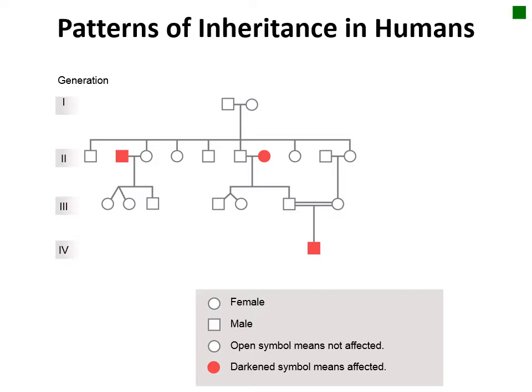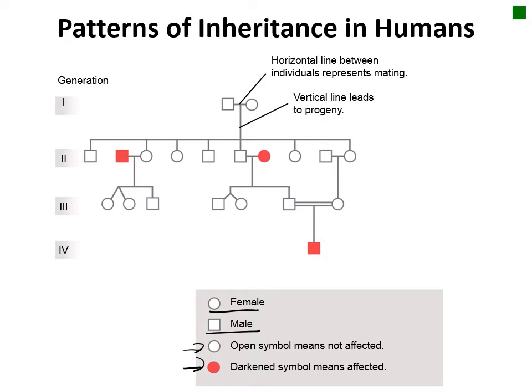When you examine a human pedigree, the symbols have specific meanings. All the circles are females and all the squares are males. An open symbol means that the person does not have the trait you are studying, while a filled-in symbol means that they do. Horizontal lines between the shapes represent matings, while vertical lines lead to the offspring.